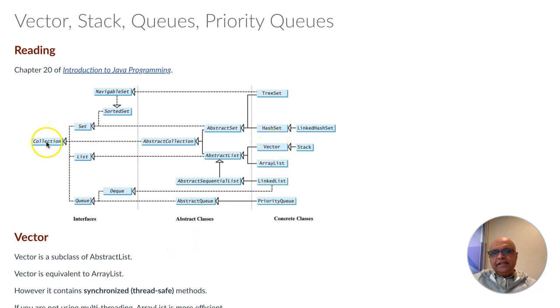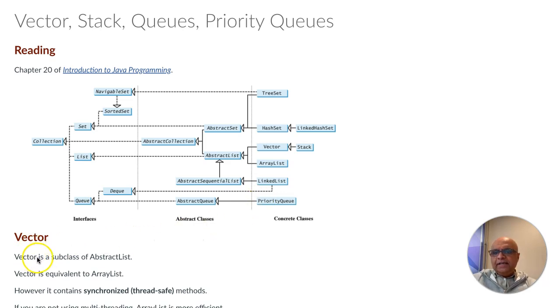So this is the collection root interface, and with a collection of interfaces that extend that. Then we have some abstract classes that do partial implementation. Then we have concrete classes. So you have vector right over here. You have stack next to it. You have queues as interfaces with implementations provided by some concrete classes. And then you have a priority queue right here. So let's start by talking about vector.